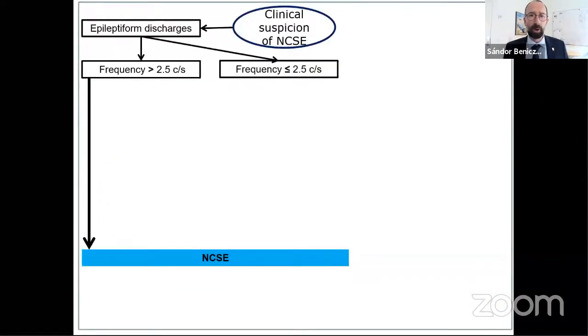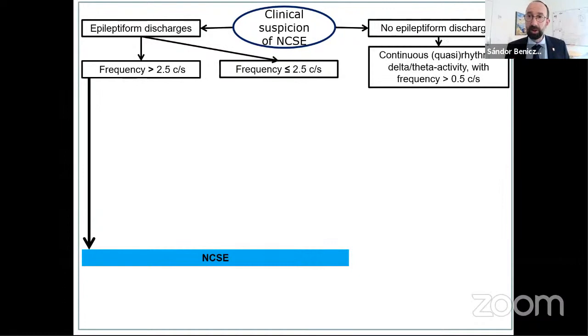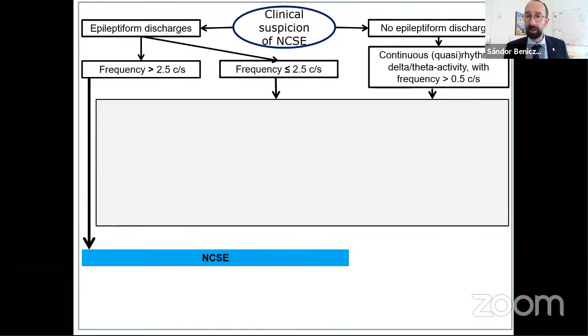Okay, but what if there are epileptiform discharges, but their frequency is under 2.5 hertz? And what if there are no epileptiform discharges, but you can see a continuous quasi-rhythmic delta or theta activity with a frequency higher than 0.5 hertz? Well, in this case, you need at least one secondary criterion. And in this gray box, I will drop you the secondary criteria.